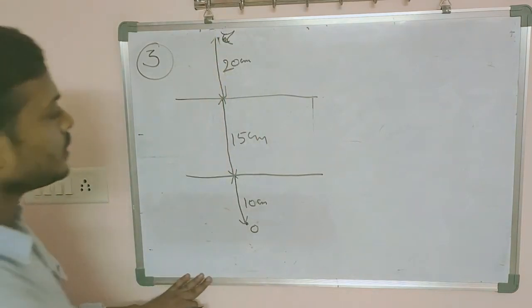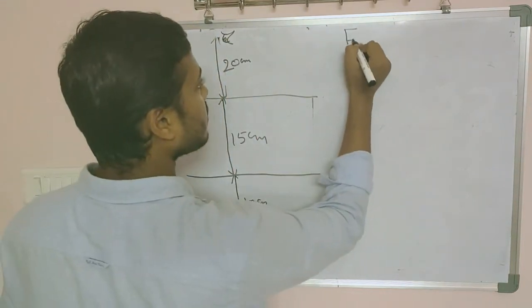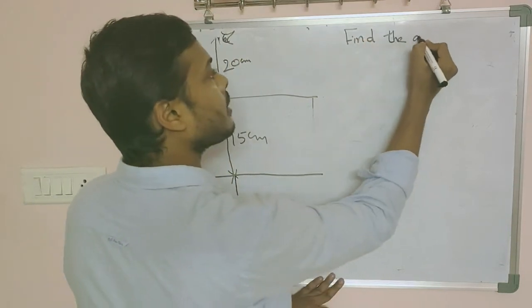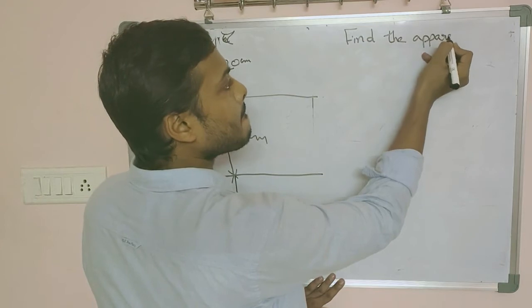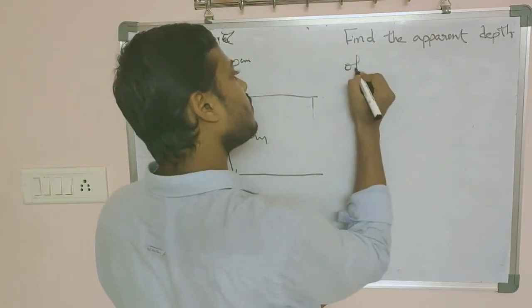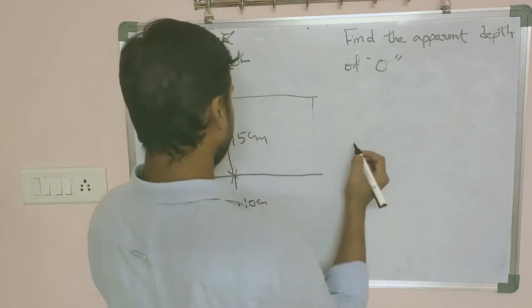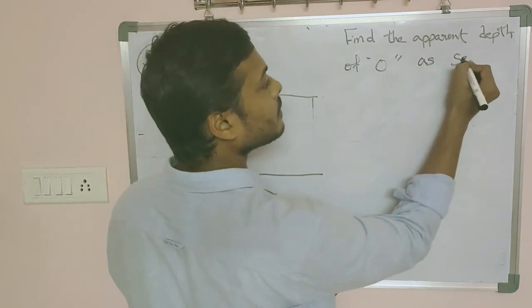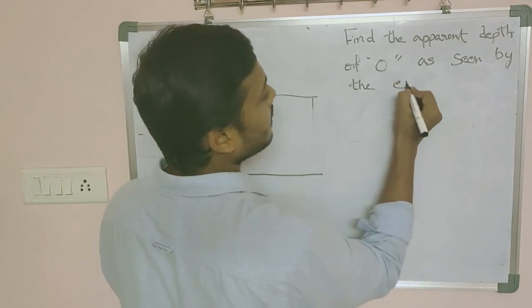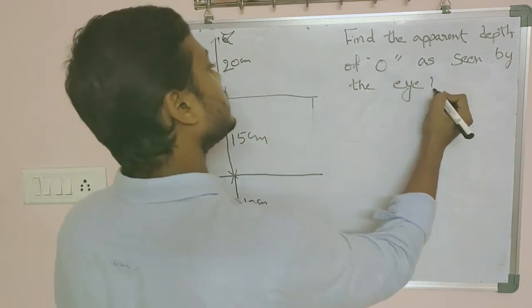Now the question is, find the apparent depth of object as seen by the eye. So this is the question.